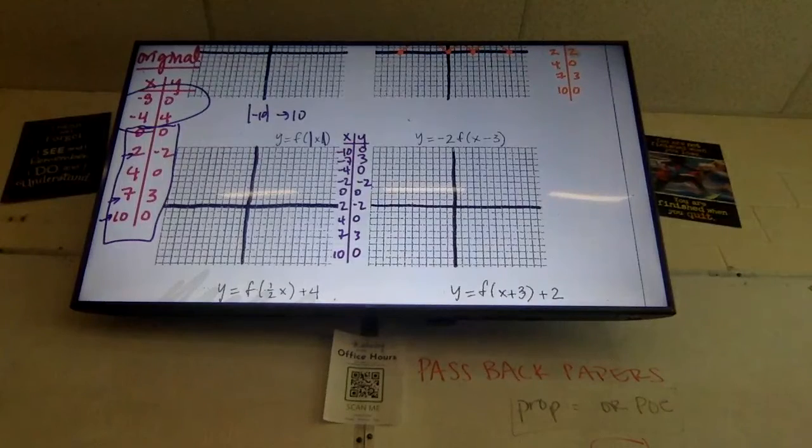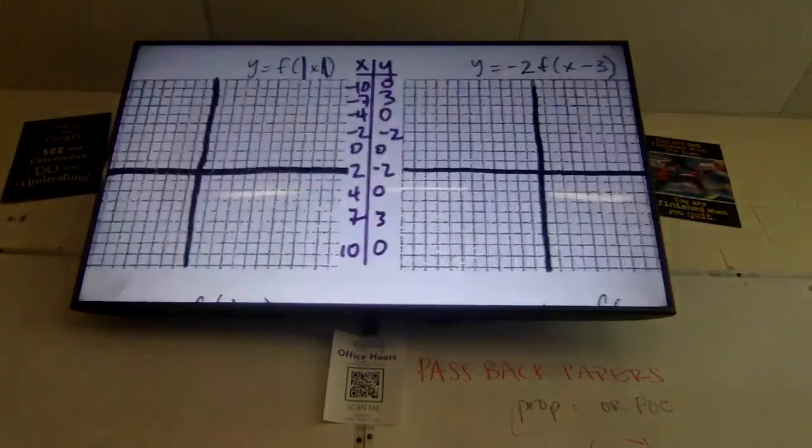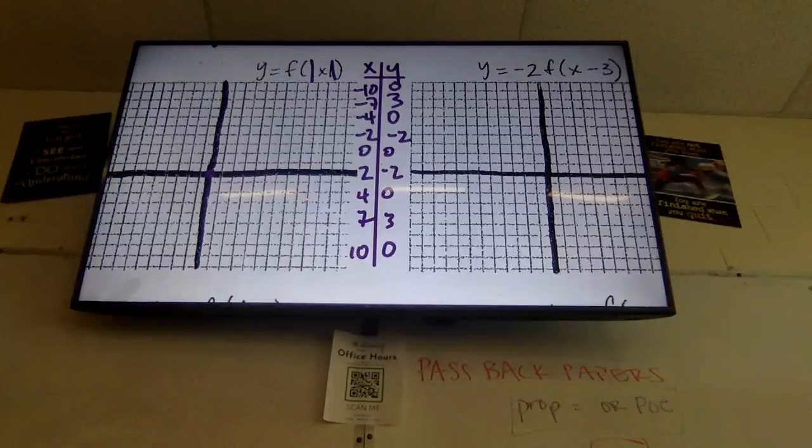I'm going to graph all the positive x's first, and then I'm going to show you how it's a mirror. So I'm going to do (0, 0), (2, -2), (4, 0), (7, 3), and (10, 0). This side doesn't change, this side is good.